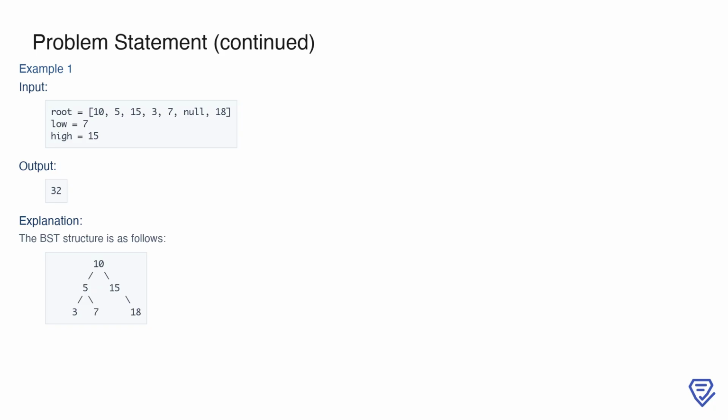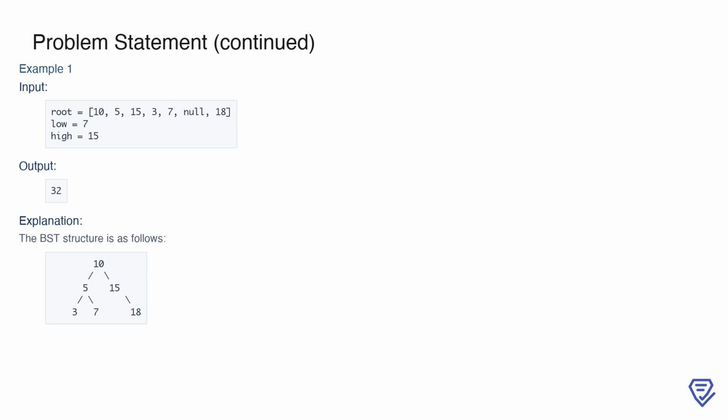Suppose the BST is represented as an array 10, 5, 15, 3, 7, 0, 18, and the range is defined by low equals 7 and high equals 15. The tree structure would look like this: the root node is 10, with 5 as its left child and 15 as its right child. Then, node 5 has two children, 3 on the left and 7 on the right, while node 15 only has one child, 18, on its right. The goal is to find all nodes whose values fall within the range 7 to 15, and calculate their sum.